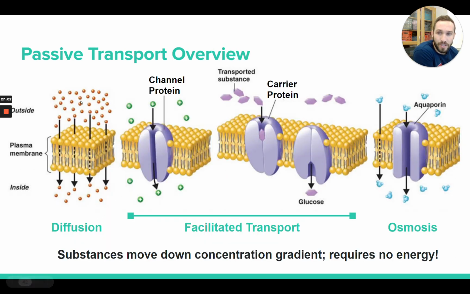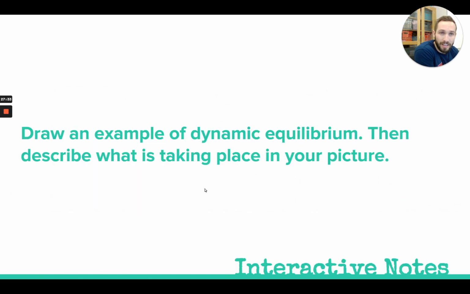So here's simple diffusion going from high to low, which is good. The universe wants that until both sides get to equilibrium. Here's facilitated transport with a channel protein or a carrier protein helping to move substances from the more concentrated side to the less concentrated side, which is good. That's what the universe wants. And here's osmosis, which is the movement of water across a cell membrane. All of this involves substances moving down their concentration gradient, getting closer to equilibrium. No energy required for any of this.